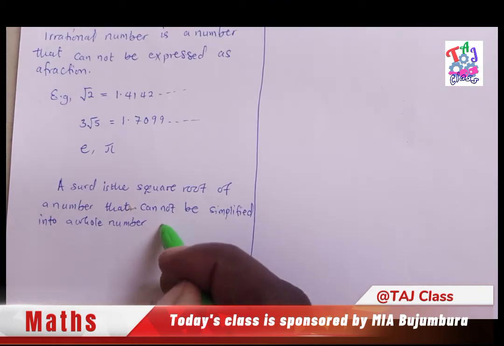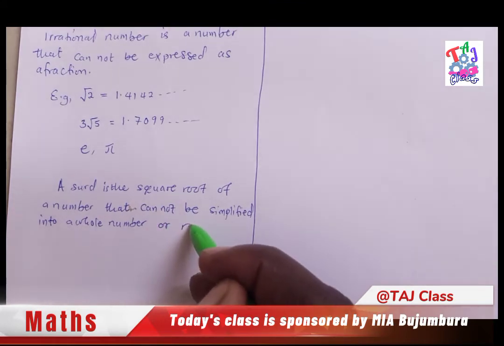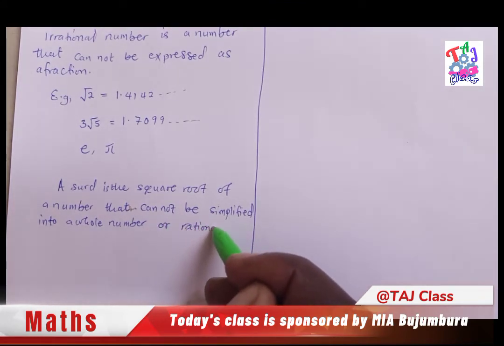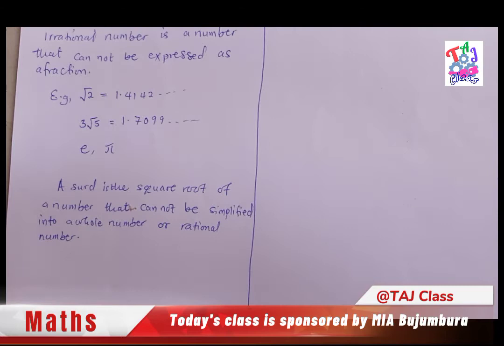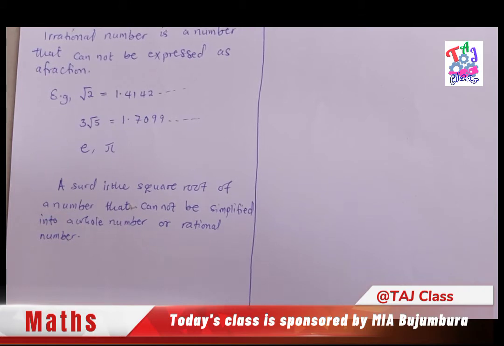Or rational number. Now, it means in all cases, any figure, any term, any number that we see can be expressed as a whole number or as a rational number. That one becomes a surd.